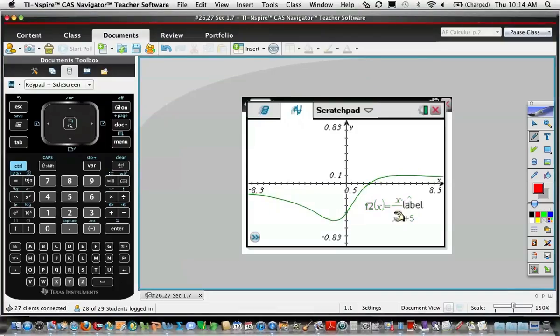Now, let's go to 52. This graph is now what? The green graph is now f prime.